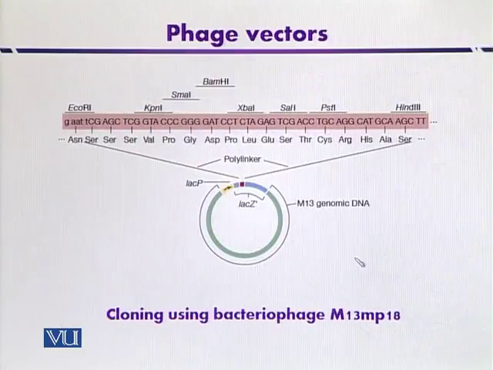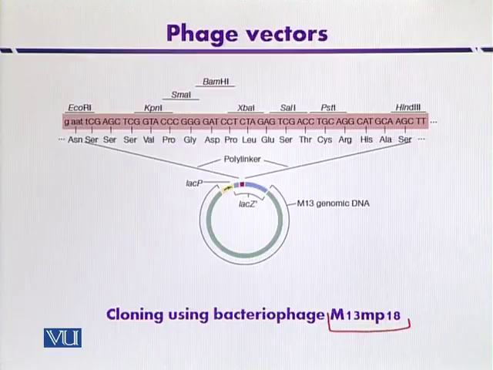This diagram indicates the map of the cloning vector M13 MP18. If you have a look, it contains the lac promoter. A promoter is a segment of DNA that can cause the transcription of the genes that are under its control. This M13 MP18 vector also contains a lacZ gene that encodes the enzyme beta galactosidase.